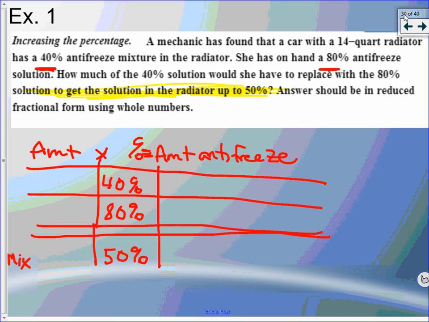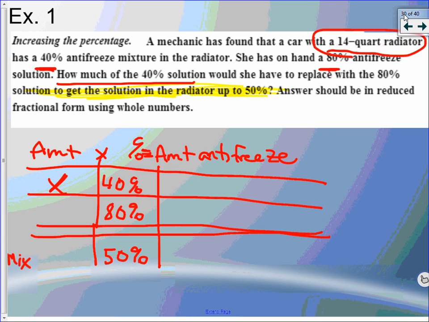Now, in terms of the amount, it says the car has a 14-quart radiator. That's how much the radiator can hold. And so, in looking at the question, it says how much of the 40% solution, do you see that in the middle? How much of the 40% solution? Because I want to know how much of the 40% solution, I'm going to write the 40% solution as X. Because that's what I want to find. How much radiator solution am I going to have in total?